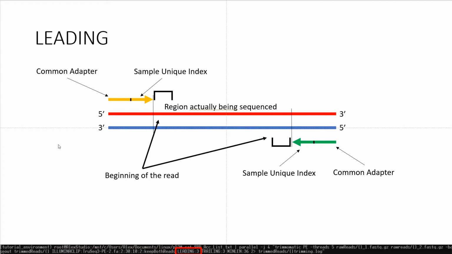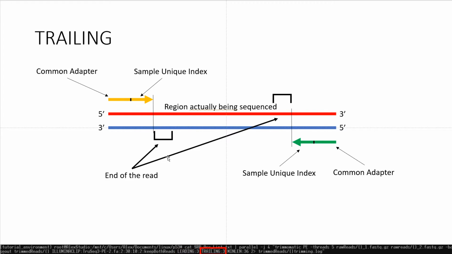Next, this is leading, and we also have trailing. They're pretty much the same thing, but these 2 flags cut off the bases at the beginning or the end of the read. So in this case, it's the beginning. We start here and move to the right, or we start here and move to the left. So leading is at the beginning of the read, and trailing, if we start here and go to the end, this is the end of the read before we would have the next index and the adapter.